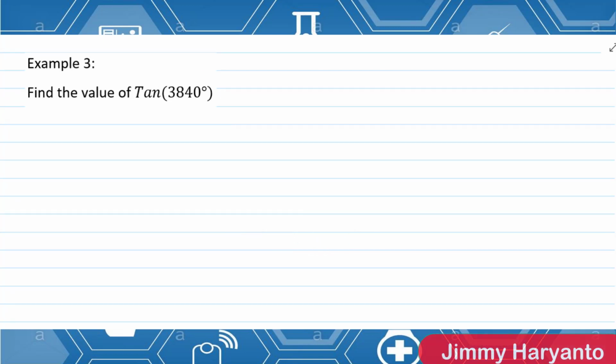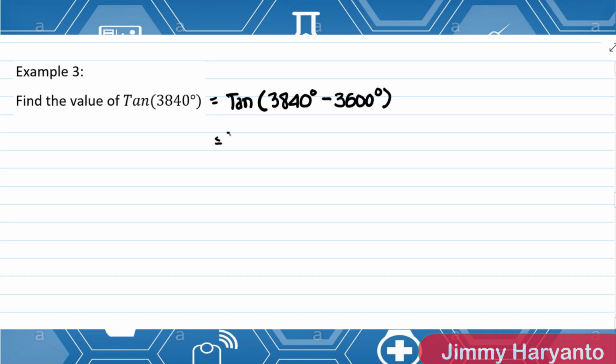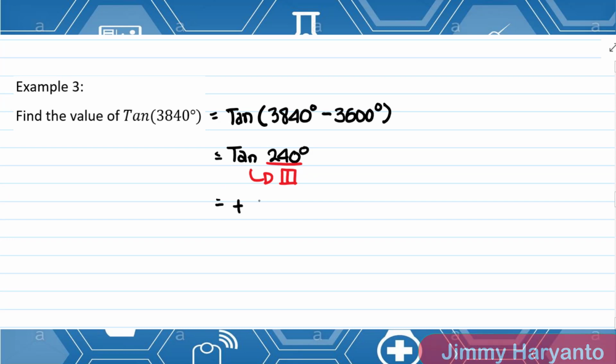Next, and the last one is tan 3840 degrees. For this one, I will use a multiple of 360 degrees instead of subtracting it one by one. 3840, I can minus it with 360 times 10, 3600 degrees. So it will be tan 240. It becomes small, so we can calculate it now. It's quadrant 3. Tan in quadrant 3 will be positive, tan 60, square root of 3. So the result is square root of 3.